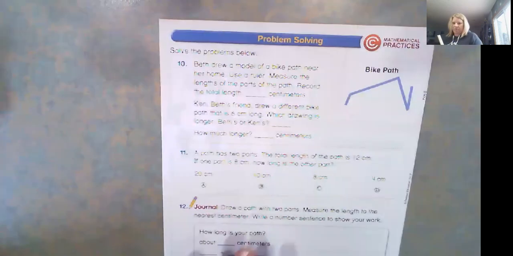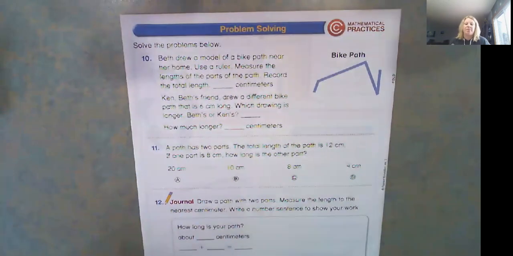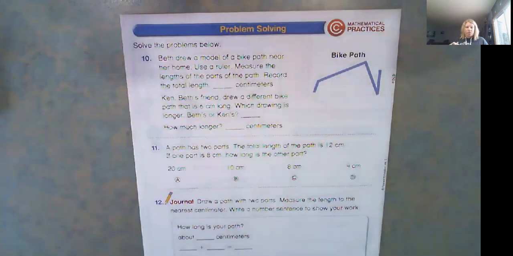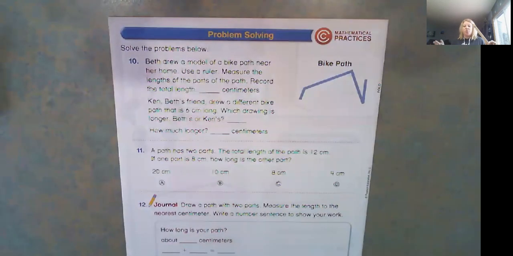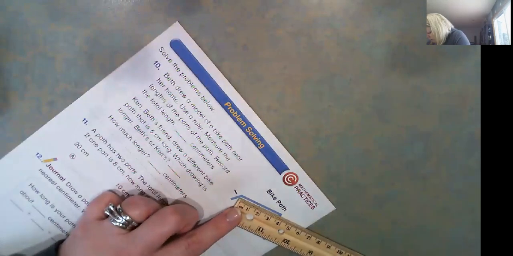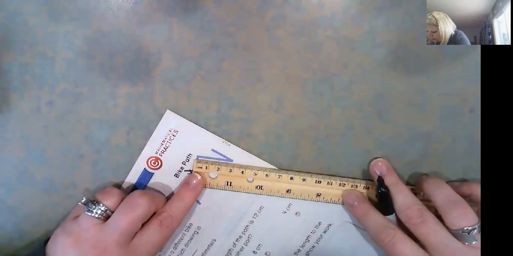All right, and then on our back side, Beth drew a model of a bike path near her home. Use a ruler, measure the lengths of the parts of the path, record the total length. Ooh, this one is super cool because there's a bunch of pieces to it. I love this one. So measure them. This one's 1. This is about 4. And look at, we get to turn our paper a little bit and have fun with this. I like this kind of math. I think it's fun.